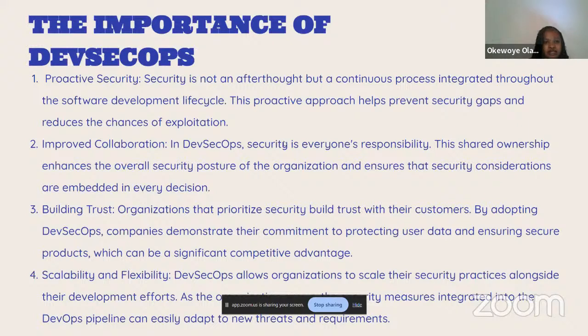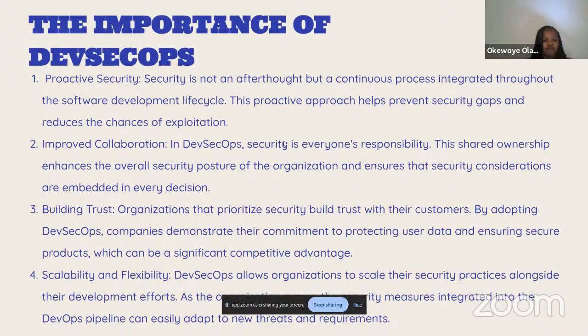So right now we're moving to the importance of DevSecOps. Number one, we have proactive security. Security is not an afterthought, but a continuous process integrated throughout the software development cycle. This proactive approach helps prevent security gaps and reduces the chances of exploitation. What this actually means is that security has to be continuous. It has to be a continuous process integrated throughout the software development cycle. So it has to be in the early stage, while the development of an application is being started.